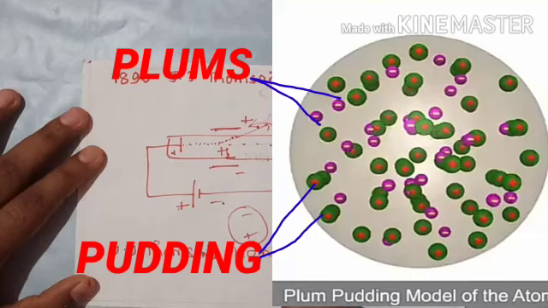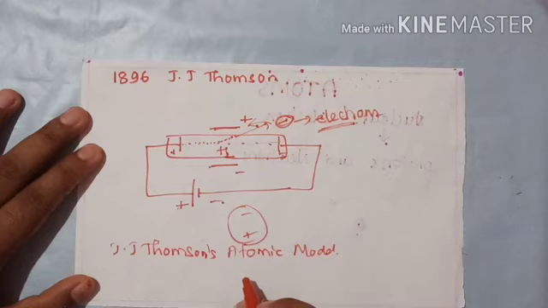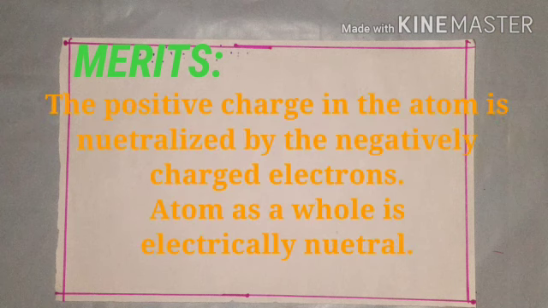Or one more example, you can consider it a watermelon model. The seeds of the watermelon act as the electrons and the remaining part acts as the positive charge. This J.J. Thomson model was successful in explaining the stability of the atom. How is it explained? The positive charge of the pudding is neutralized by the plums present in the pudding. That is, the atom is electrically stable. So, okay, thank you.